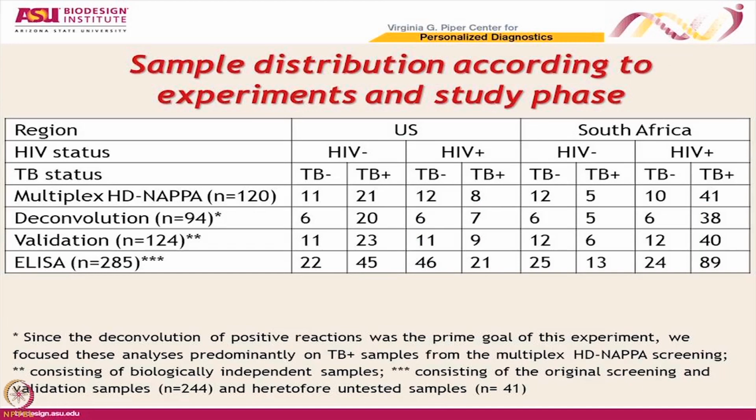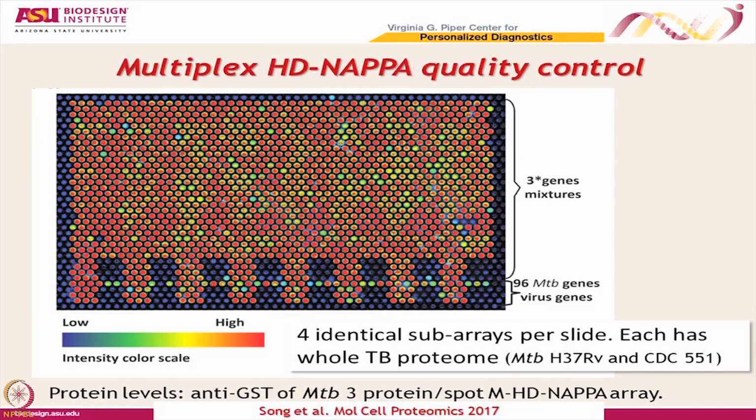And this is how we broke the samples into all the different studies. And this is published last year in MCP, so I won't go through all the numbers here. But you generally get the idea. So this is what the array mix looked like when we printed it, the total protein. So again, we're using the HD NAPA and multiplexed. So we've combined the two technologies I told you about into one experiment today. And so these are all the proteins. We also had a subset down here of individual proteins and viral genes.